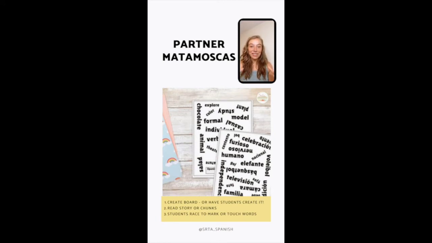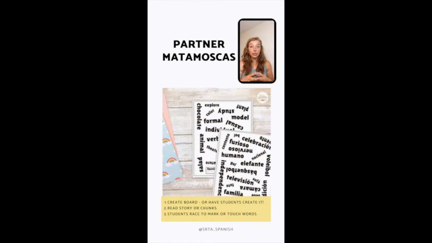And once your board is all set, and it maybe looks something like what I have pictured below, you're going to put the board in between the 2 students or your group of 4, and you are going to either read the story or just read chunks. There's lots of options for this one. If you wanted to say the word in English, they could find the Spanish word. If you wanted to say the Spanish word, they could find the English word. Lots and lots of options for you for this one.